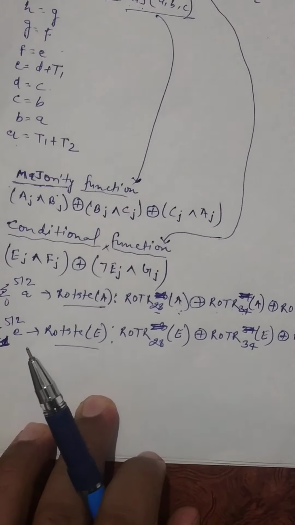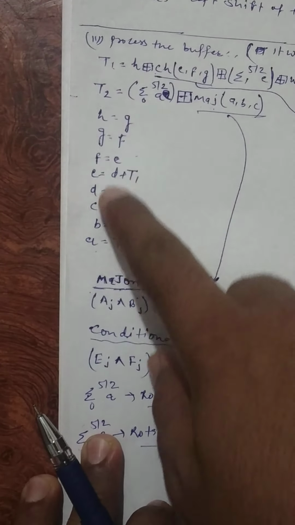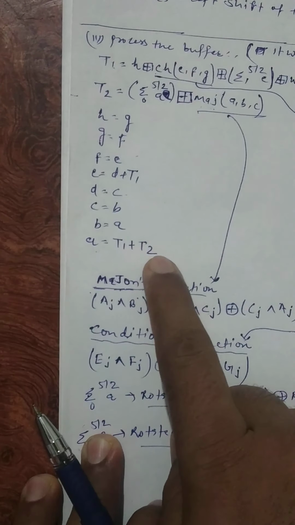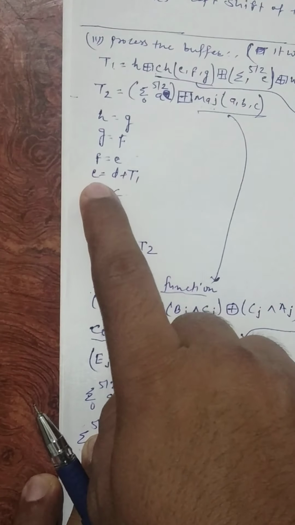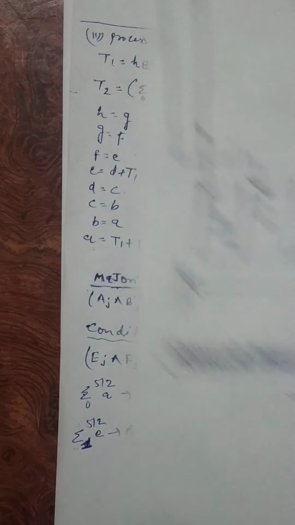Ultimately we are calculating T1 and T2. Once T1 and T2 are known, we can calculate the values of A, B, C, D, because during the calculation of A, T1 and T2 are required. During the calculation of E, D and T1 are required. So let me show you one diagram.